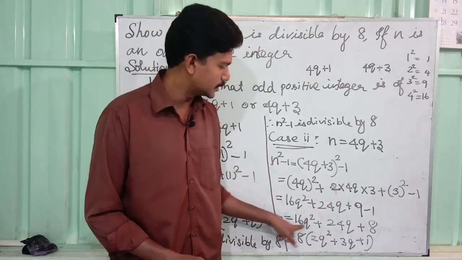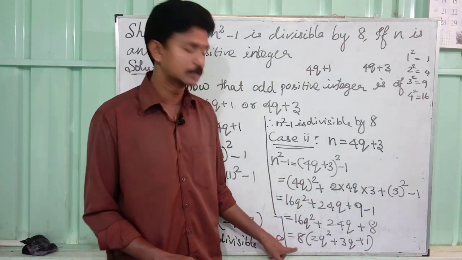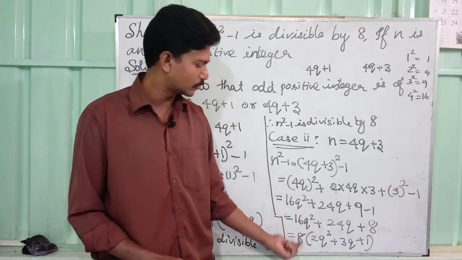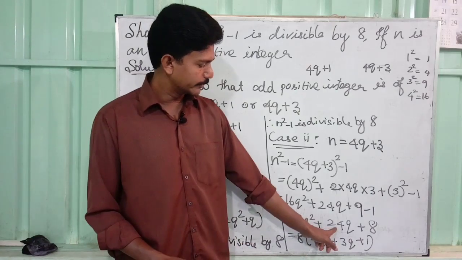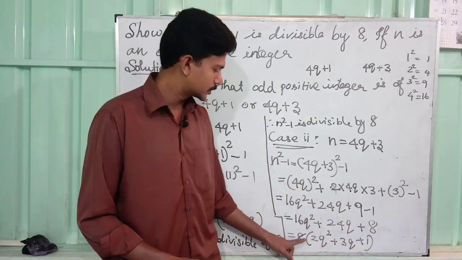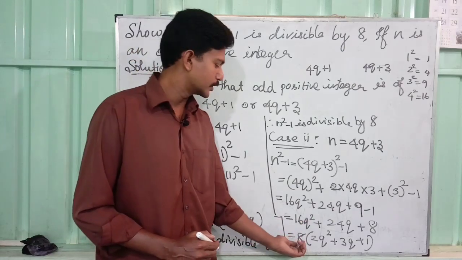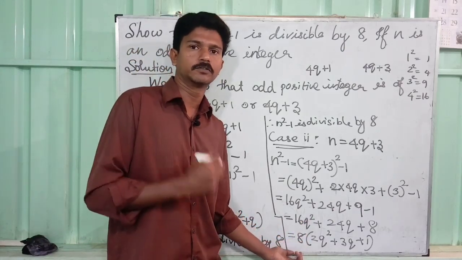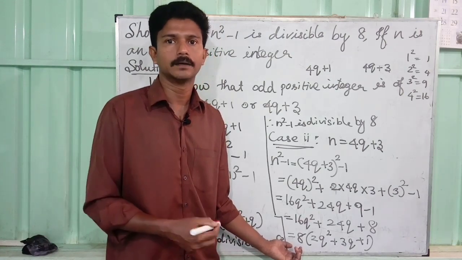If you see 16, 24, 8, all three numbers are divisible by 8. So we can take 8 common outside. In 16, two 8s are there. In 24, three 8s are there. In 8, one 8 is there. So this is also 8 into some number, isn't it? Because one of the factors is 8, in the same way it is divisible by 8.